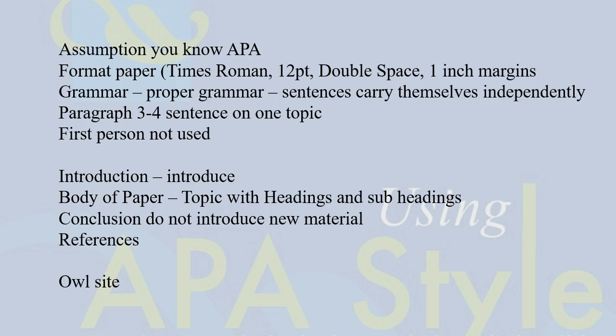APA papers also have basic parts: the introduction, which just introduces the topic, the body of the paper, which has the topic itself with headings, subheadings, different sections, and parts. Then the conclusion. We often see conclusions that have new information added to them. You don't add new information in a conclusion. You're summarizing what you already presented. And then there are the references. Again, the OWL site is a great site to look up all this.